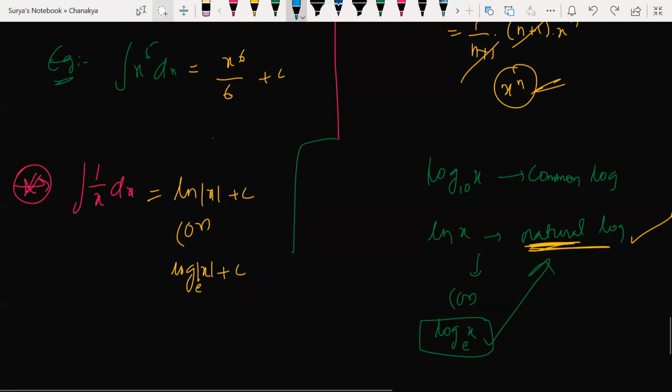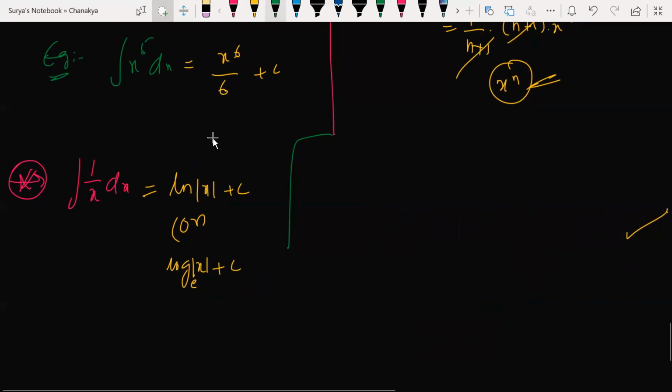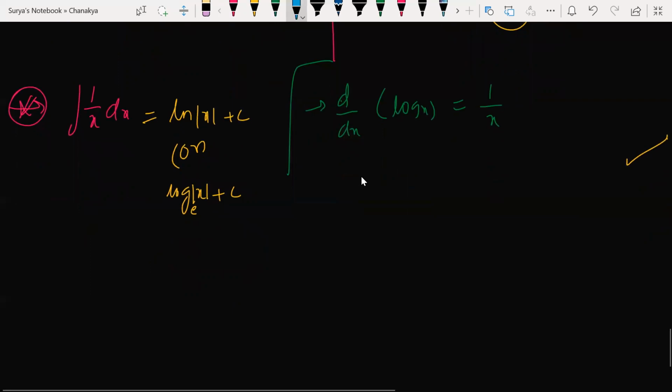Now let me erase this. I think we are already done with this. Now look at this here: d by dx of log x is what? It is 1 by x. Now if I differentiate this, you have to get that, right? Am I getting it or not? Yes. Next formula.